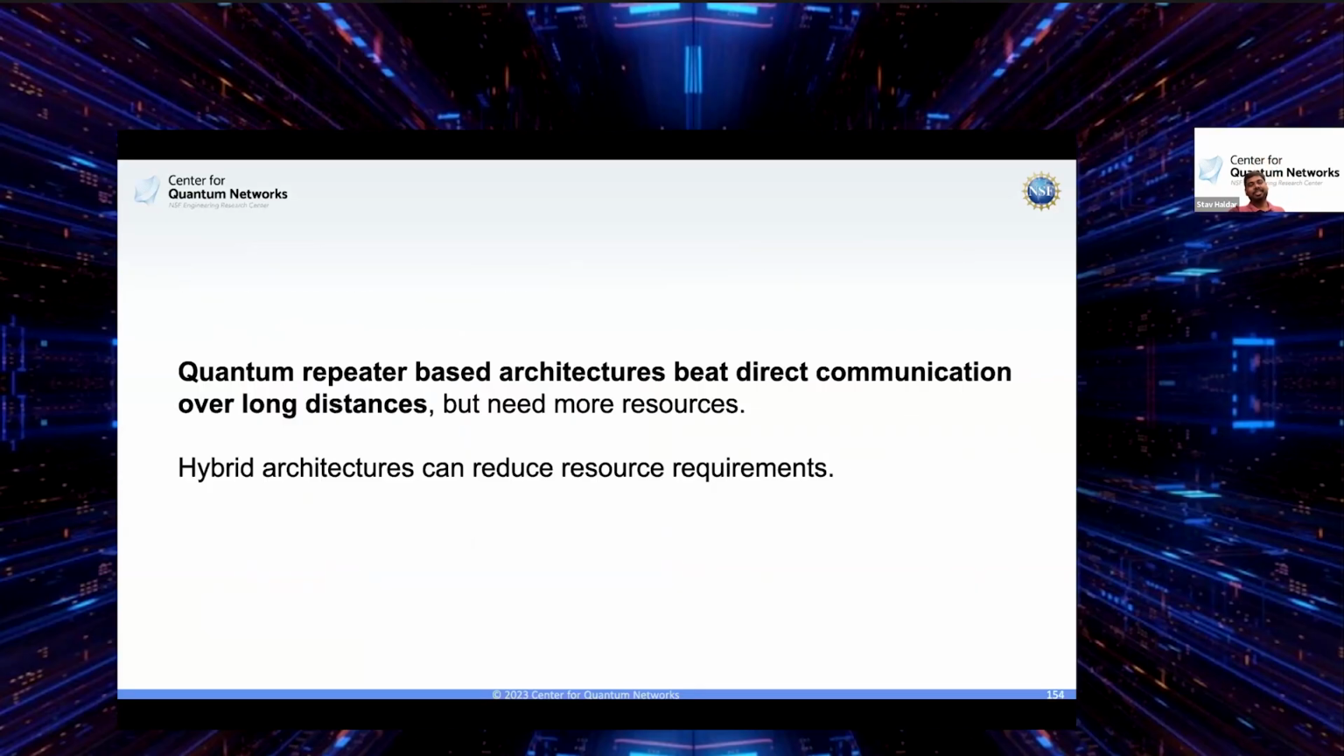All right. So that's the punchline: quantum repeater based architectures allow direct communication over long distances, but they need more resources. So probably hybrid architectures can reduce the resource requirements.